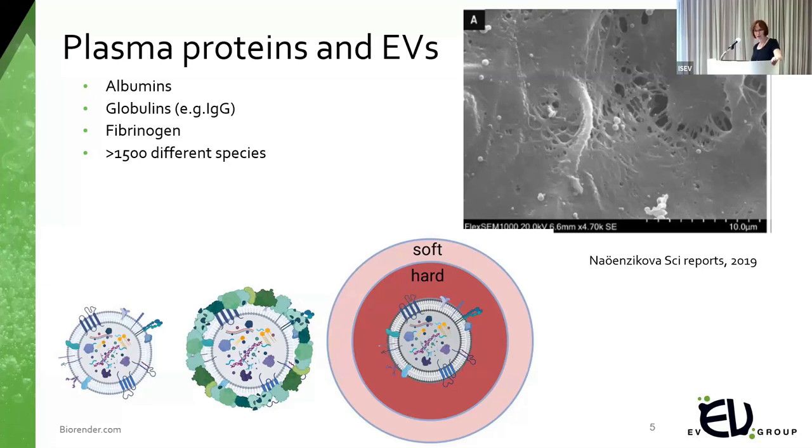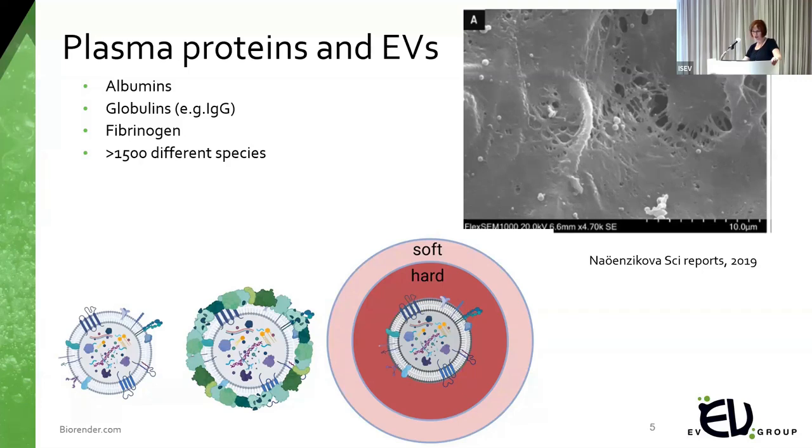What is emerging in the field, and I'm not showing any data or quoting any papers here, is that this corona may impact the physiology and the roles of blood EVs, for instance influencing the uptake and what the EVs can be doing.